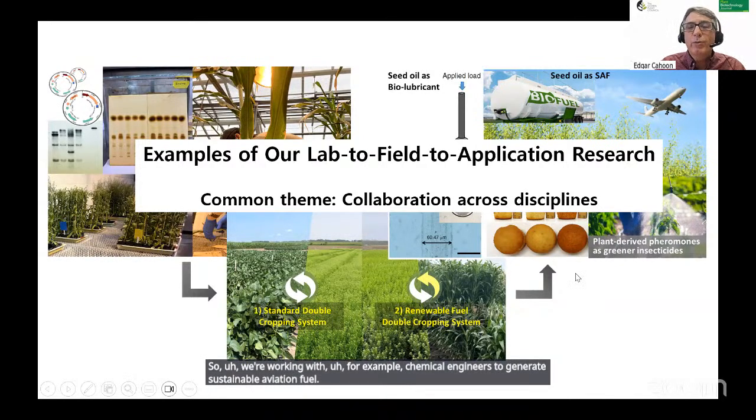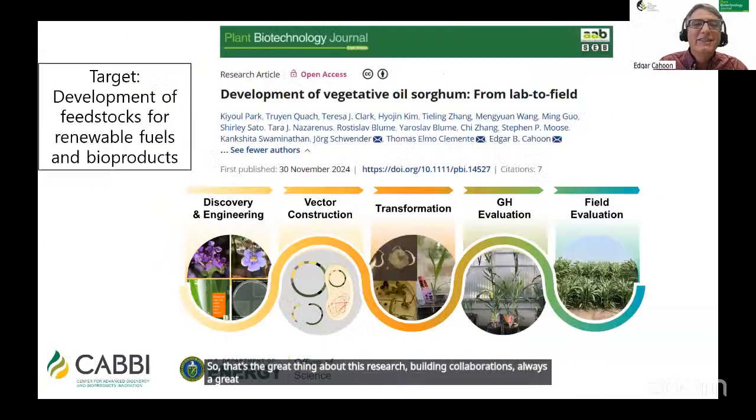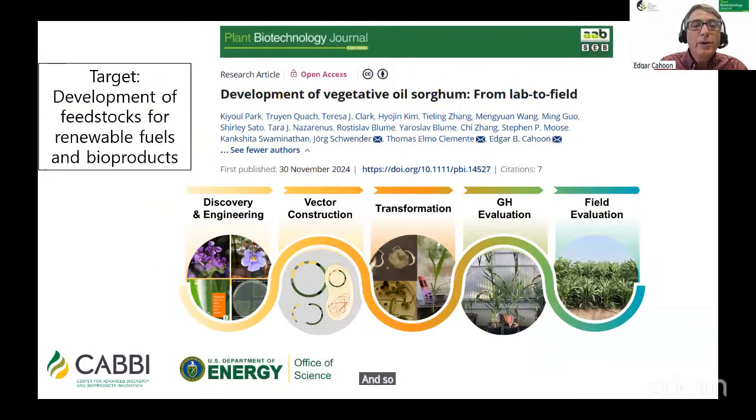Hyojin will talk about work that she's doing with food scientists. So that's the great thing about this research, building collaborations, always a great thing. And so this was a paper that was published in Plant Biotechnology Journal earlier in this year in print.